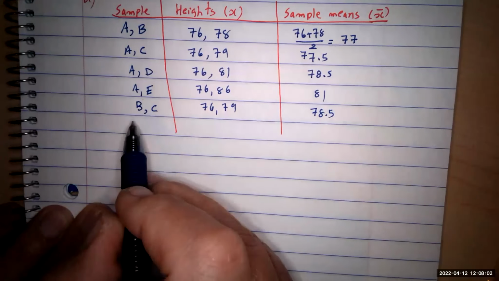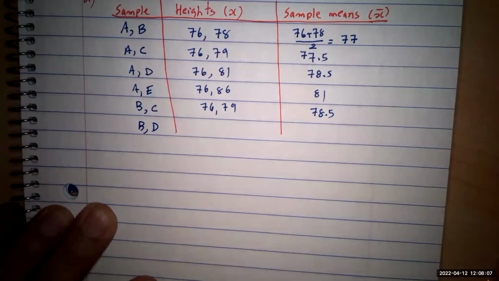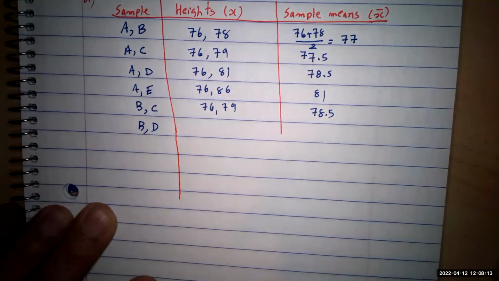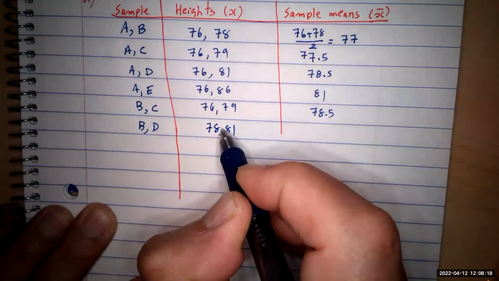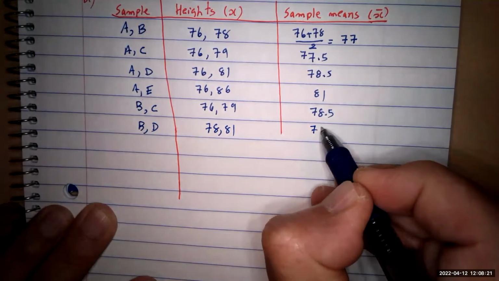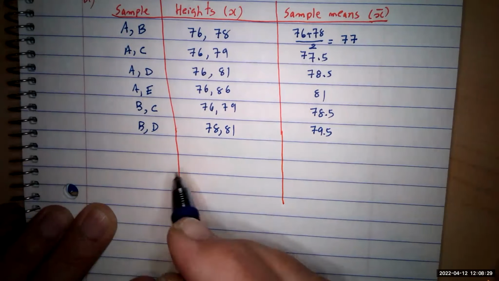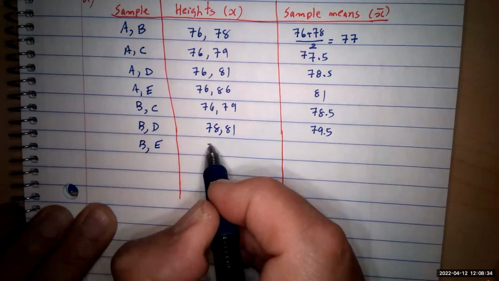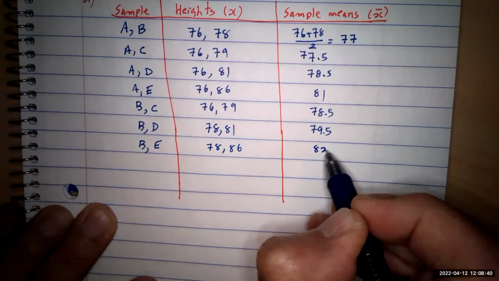Then we get B and D. I just want to show you that you are going to have various choices. So BD: 78, 81. If you add these numbers together and divide by 2, you get 79.5. Then we continue, we get B and E: 78, 86. You find the average, 82.